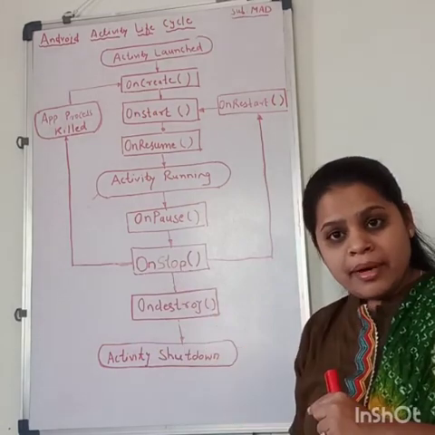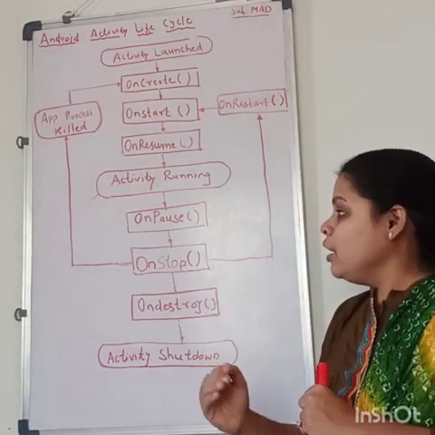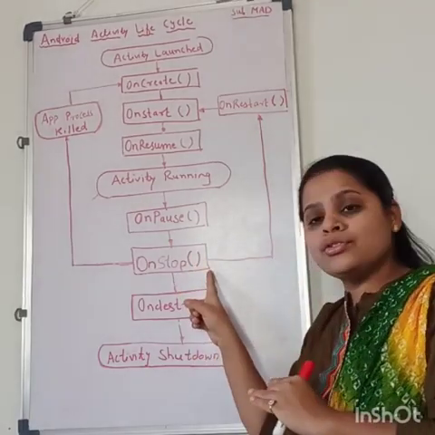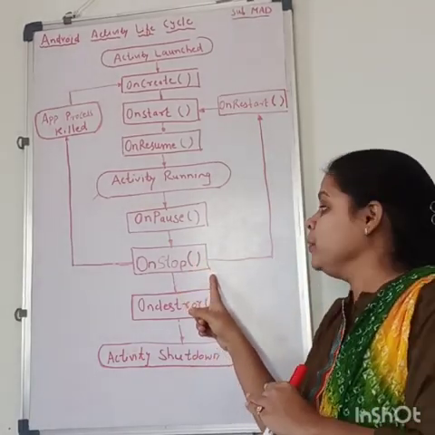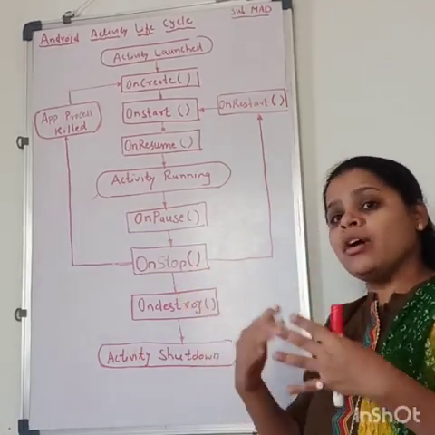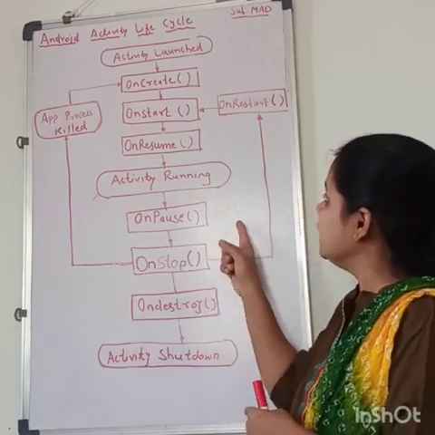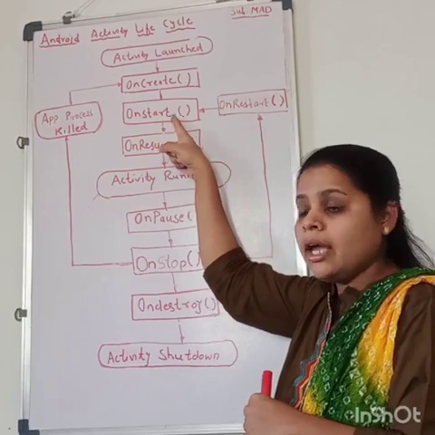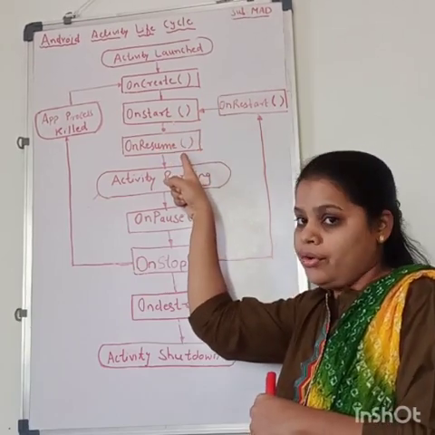Whenever you are minimizing the activity, in that case onPause is called to pause the activity, and onStop is called to stop the activity. When you are maximizing or again using the activity, in that case onRestart is called, onRestart will call onStart, and then onStart will call onResume.